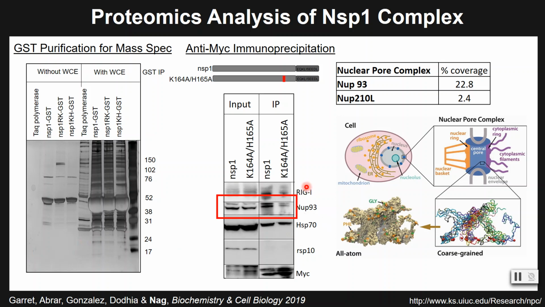So NUP93 is part of the nuclear pore complex, which sits on the nuclear envelope, acting as a gatekeeper between the cytoplasm and the nucleus, allowing only specific cargo to come in and out of the nucleus and cytoplasm. So we first asked what happens to NUP93 in the presence of NSP1.